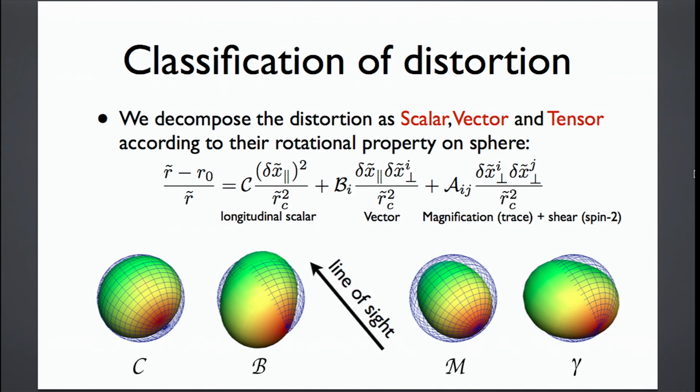And as a function of observed coordinate difference, if you have only parallel, line-of-sight directional distortion, that is a scalar on the sphere, we call it C. And if this distortion involves one parallel direction and one perpendicular direction, that's a vector on the sphere, we call it B. And if it's distorted only along the perpendicular direction, then we call it A. That A includes the usual magnification and shear.